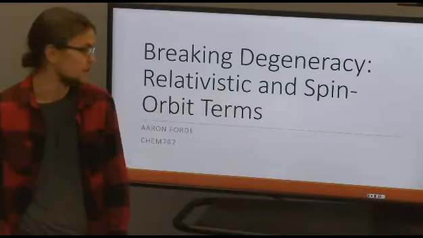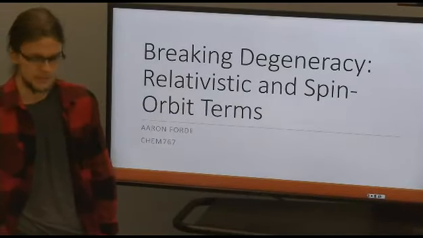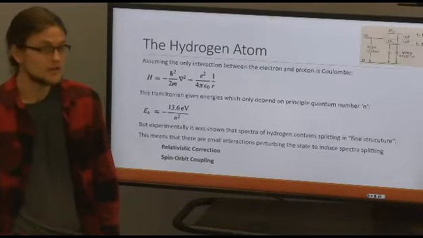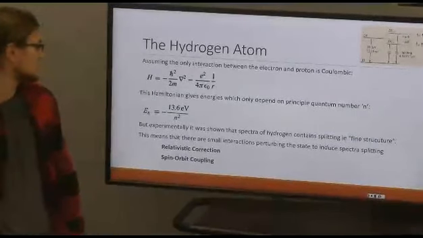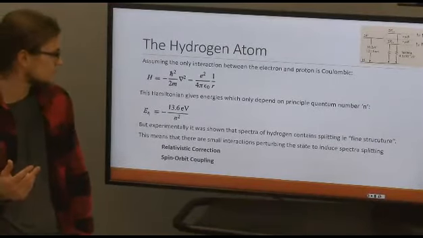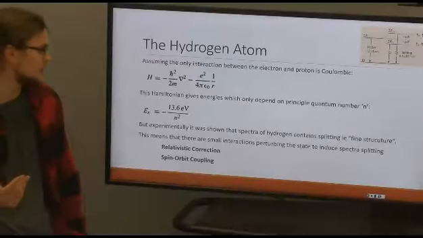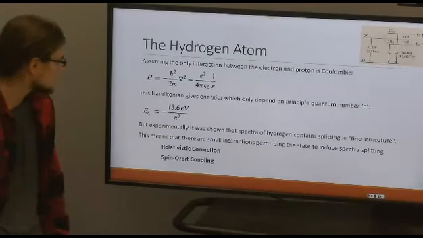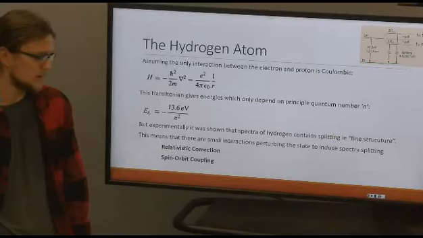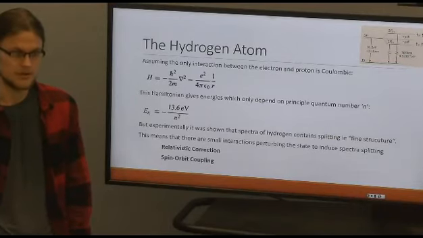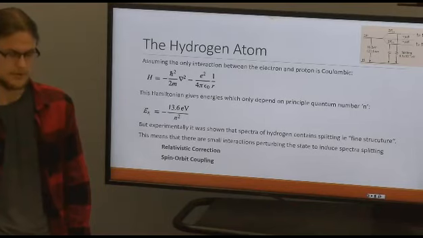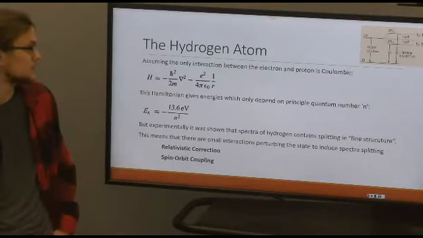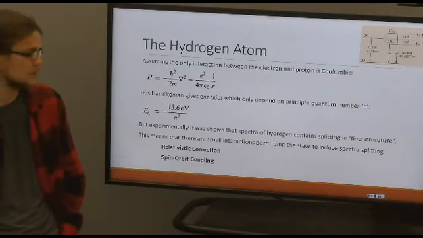So I'm Aaron Forde. I'm going to talk about how relativistic effects and spin orbit terms will result in a breaking of degeneracy of the hydrogen atom. So if we just consider, for the hydrogen atom, just a Coulombic interaction, we get that the energy of the atom just depends on the principal quantum number n. So you would only expect to see singlet spectra and no doublets, no triplets or anything like that. But if you look really closely, as you see in the top figure on the left, they actually do observe some fine structure splitting of the hydrogen spectra.